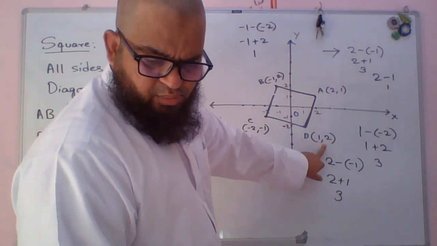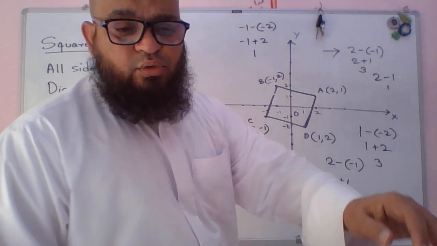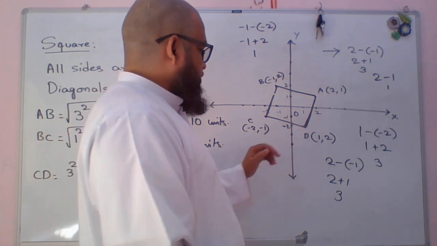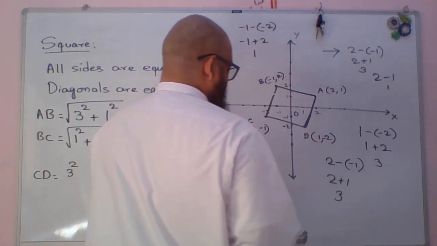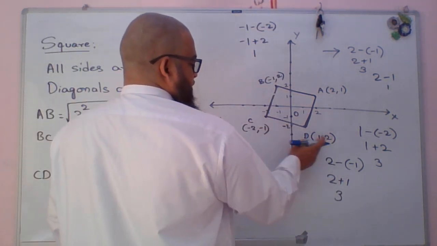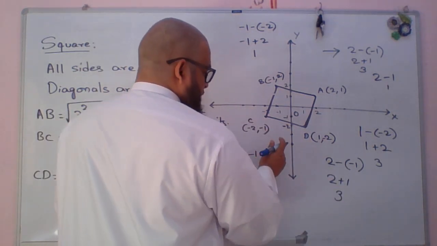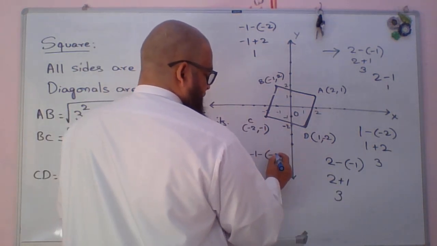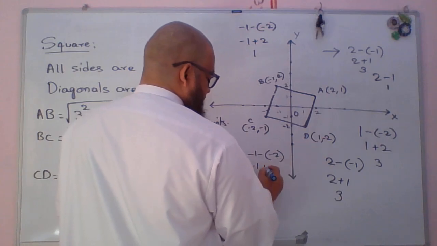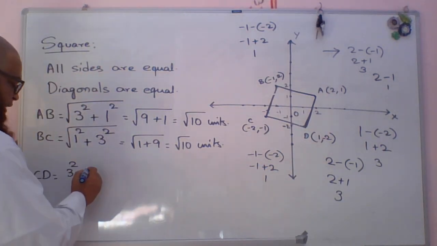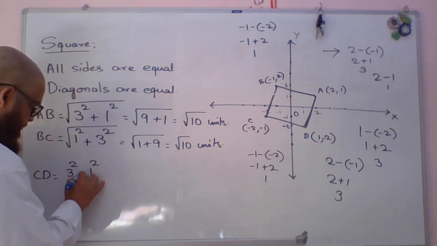It is not 1 comma 2, right? What is the fourth one? 1 comma minus 2. Sorry. Yeah. Now tell me which is bigger, minus 1 or minus 2? Minus 1 is bigger. So minus 1 and minus of minus 2. So minus 1 plus 2. So that is equal to 1. So therefore it will be 1 square.